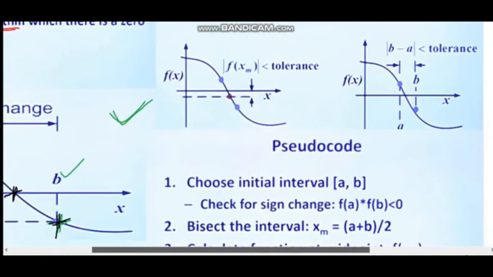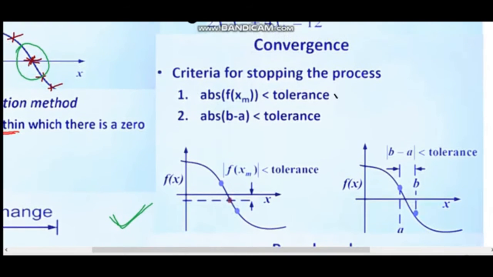Okay, then you repeat this process until you have this condition, that is the absolute value of f of x is less than the tolerance value. If the tolerance is 0.0001, then each time you check what f of x m is, whether it is less than 0.0001. So we take this tolerance as 0.0001. When f of x m is less than 0.0001, we have to terminate the process.